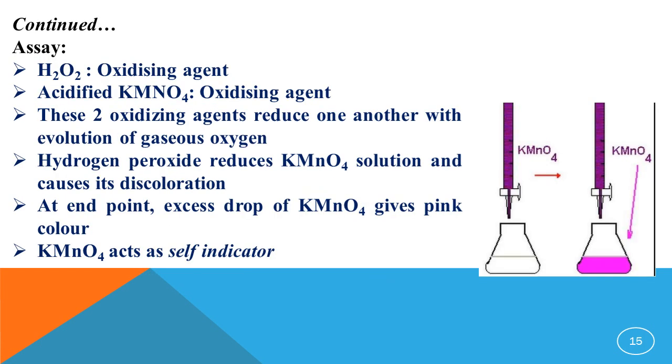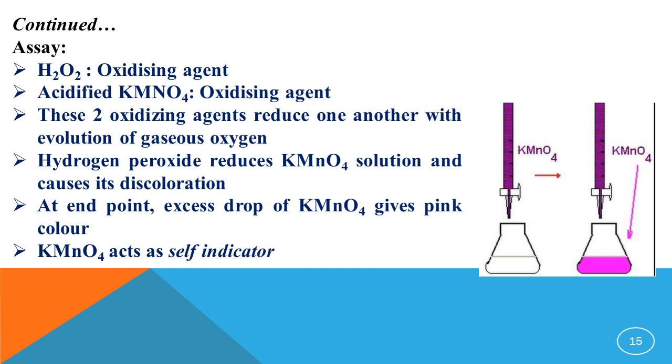Assay of hydrogen peroxide. Hydrogen peroxide and potassium permanganate both are oxidizing agents and reduce each other with the evolution of gaseous oxygen. Hydrogen peroxide reduces KMnO4 solution and causes its decolorization. At the end point, excess drops of KMnO4 give a pink color, and here KMnO4 itself acts as an indicator.